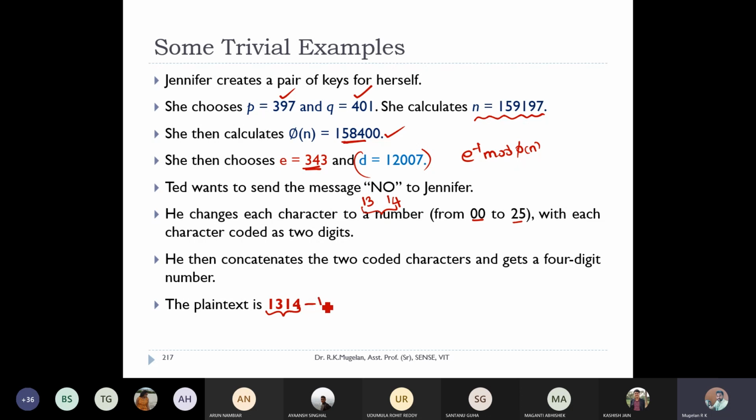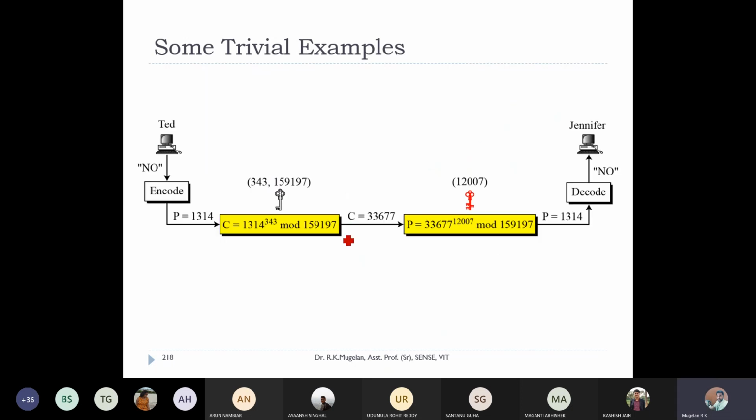Now just imagine this is the plain text. This is your public key and this is your value of n. That is, you will be computing 1314 power 343 mod 159197. Right. You will be getting my ciphertext to be 33677.